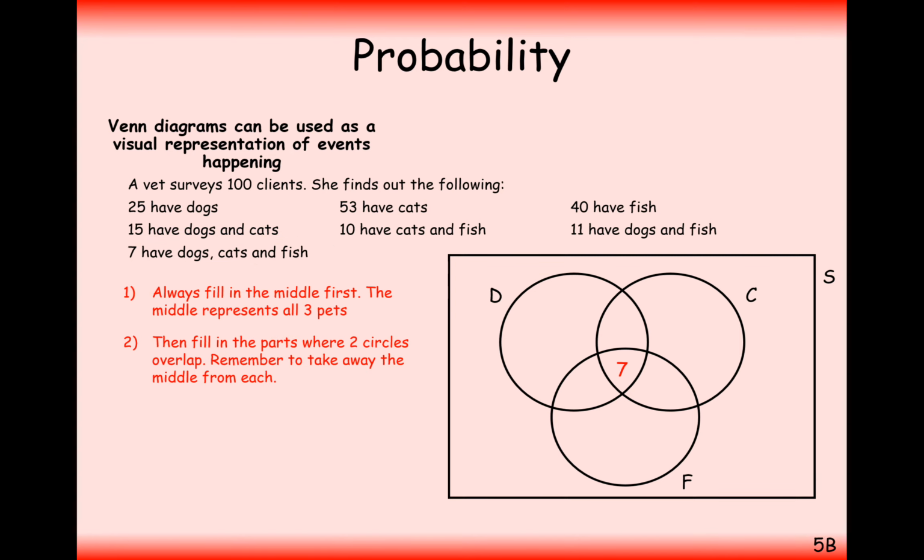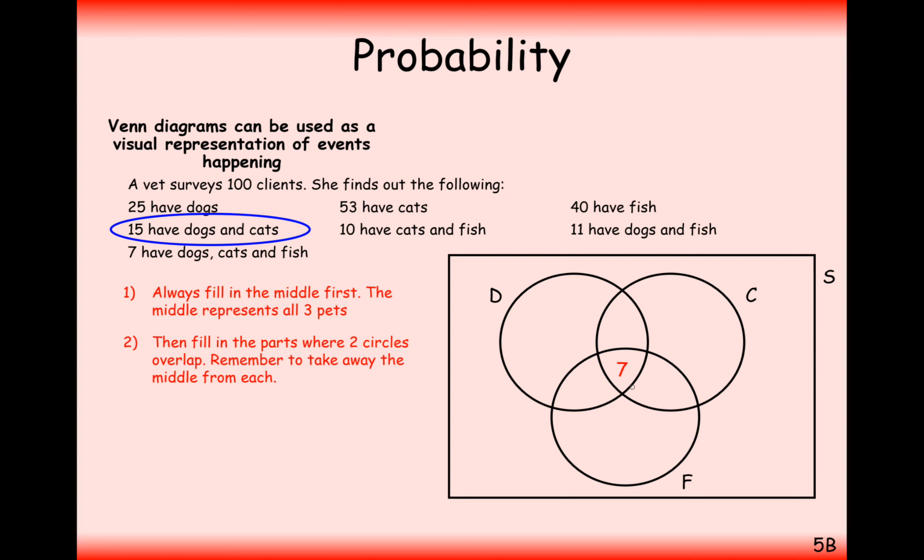Right, so let's now have a look at the parts of the diagram that only overlap twice and not 3 times now. So 15 have dogs and cats. So we're looking between the dogs and the cats Venn diagram circle. So it's this overlapping section here. Try and fade out the fish Venn diagram circle from your vision. So it's just this overlapping part here between the dogs and the cats. So we have 15 people that should be in this group here in total, and we already have 7 accounted for, so we need an 8 to appear in that section there. 8 add 7 is 15. And we need to do this for these other 2 sections as well.